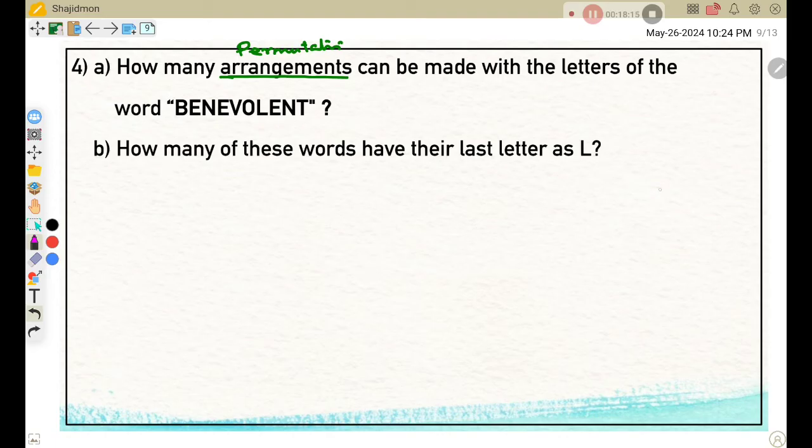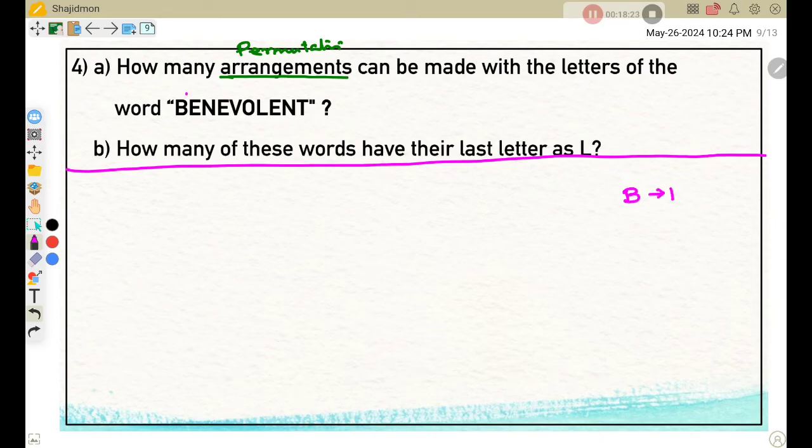First we have the word BENEVOLENT. I am writing the letter B. It comes one time, correct? Now the letter E, how many times does it come? E: 1, 2, 3. 3 times it comes. The letter N we have 2 times, correct? You can cross them here, so it will be easy. The letter V comes 1 time. O 1 time, L comes 1 time, and T also 1 time.